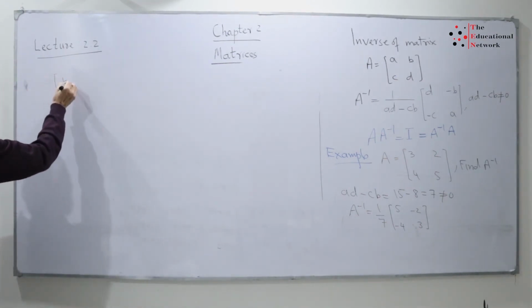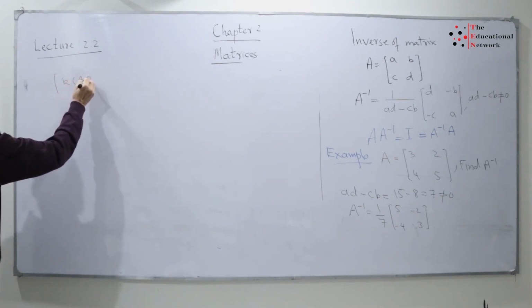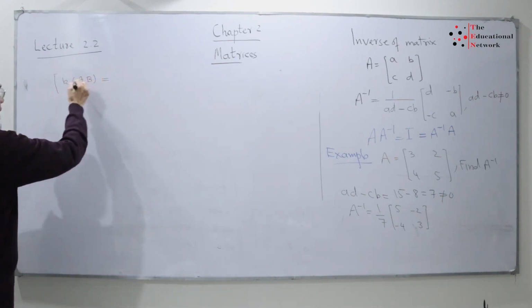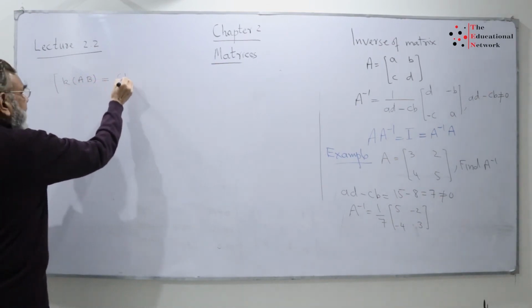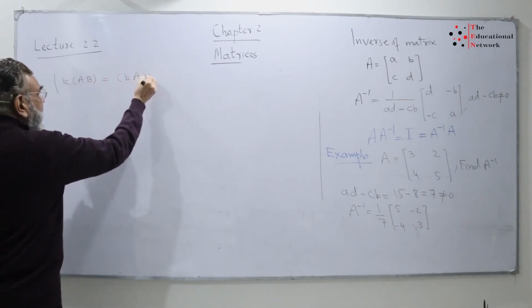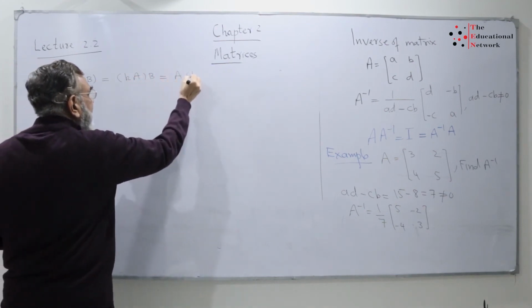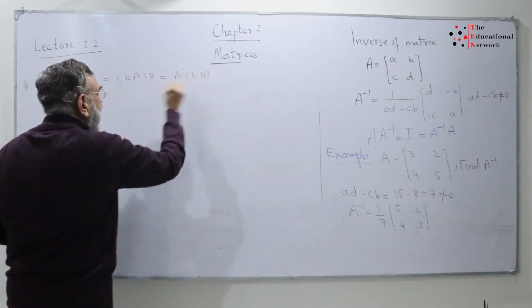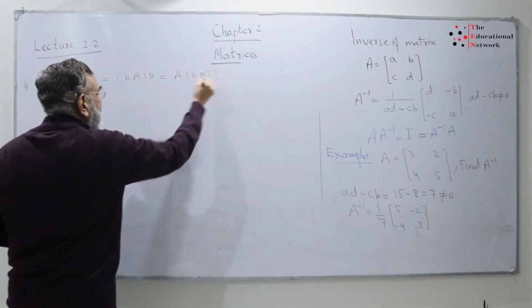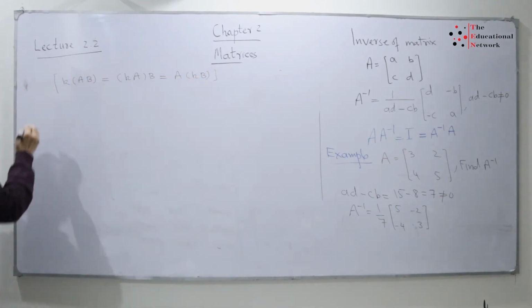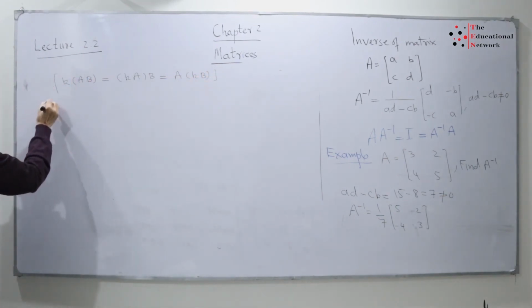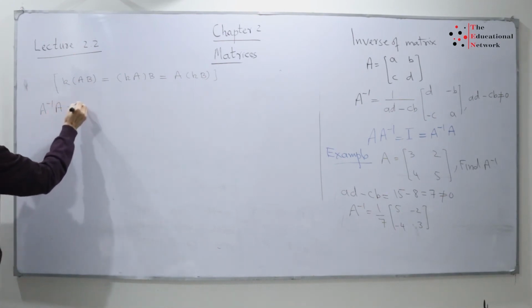My K is a scalar, my A is a matrix, and my B is a matrix. I can write K anywhere I like. I can write KA, then multiply by B, or I can write A multiplied with KB. So we can rewrite K anywhere we like. I just use this property, and also I want to prove that A inverse A is equal to I.